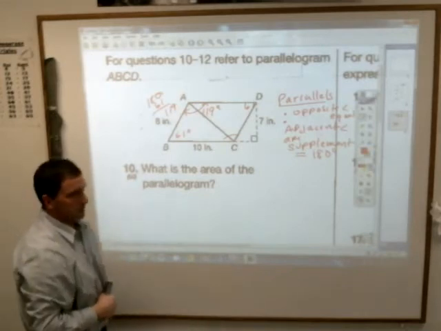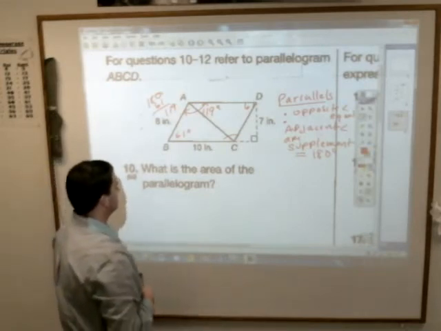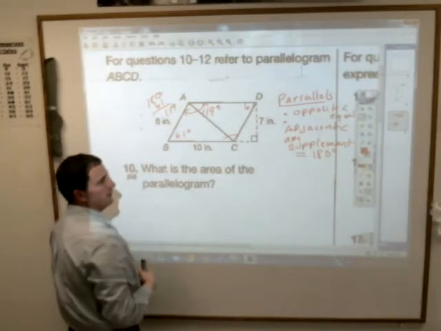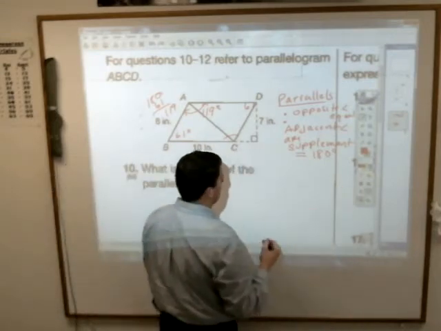Nick? For number 10, I got it right, but I just guessed. Perfect. I love it when you guess. And maybe I don't know, maybe we missed the whole thing on parallelograms.